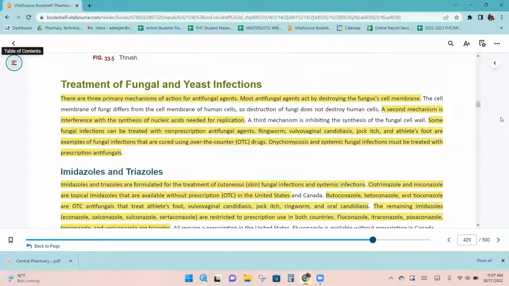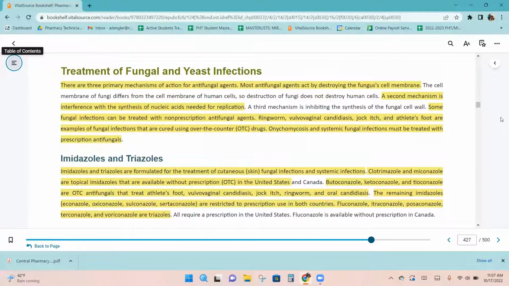There are three primary mechanisms of action for antifungal agents. Most antifungal agents act by destroying the fungus cell's membrane. A second mechanism is interference with the synthesis of nucleic acids needed for replication. A third mechanism is inhibiting the synthesis of the fungal cell wall.